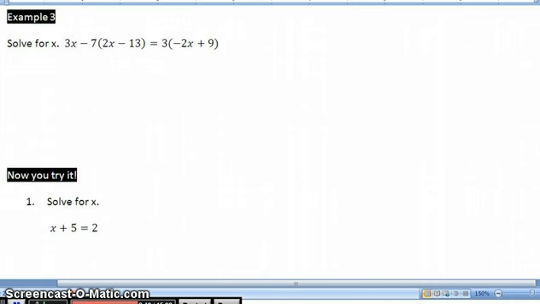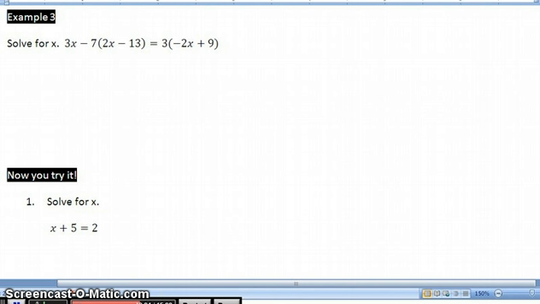One last example. Sometimes we need to use the distributive property before we can combine like terms and get our variables isolated on one side. So looking at our next example, 3x minus 7 times the quantity 2x minus 13 equals 3 times the quantity negative 2x plus 9.